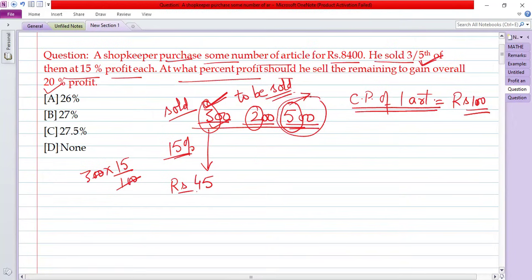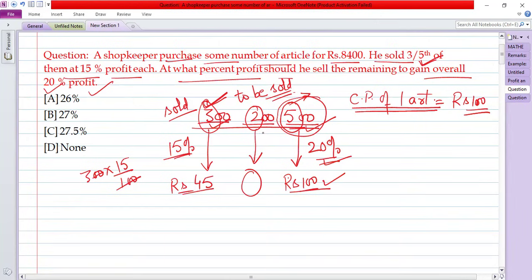And for the overall articles, meaning the total number of articles, what is the required profit? It will be rupees 100, because overall 20% profit is required. So 20% of 500 will be rupees 100. Now the missing profit, the difference, will be coming from these two articles, or the 2/3 of the articles. Means 2/3 of the articles will give us this missing profit.